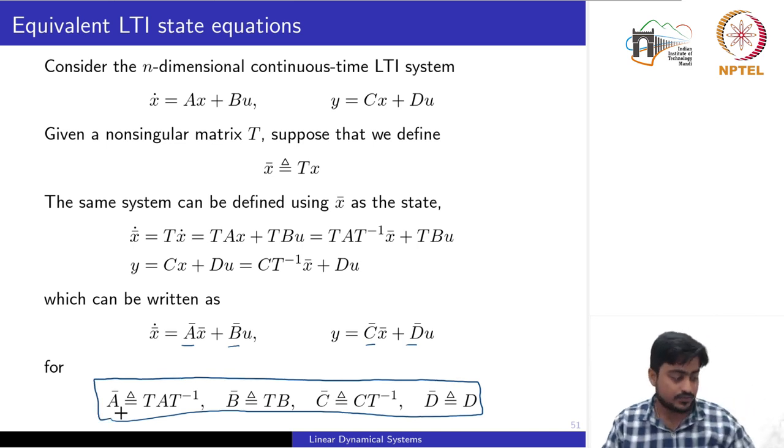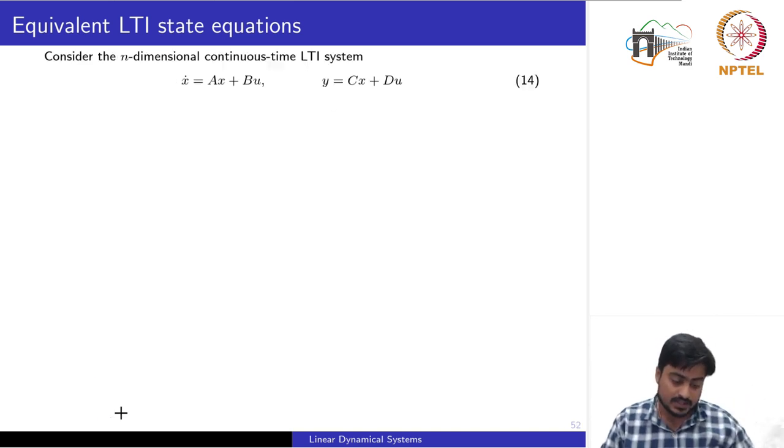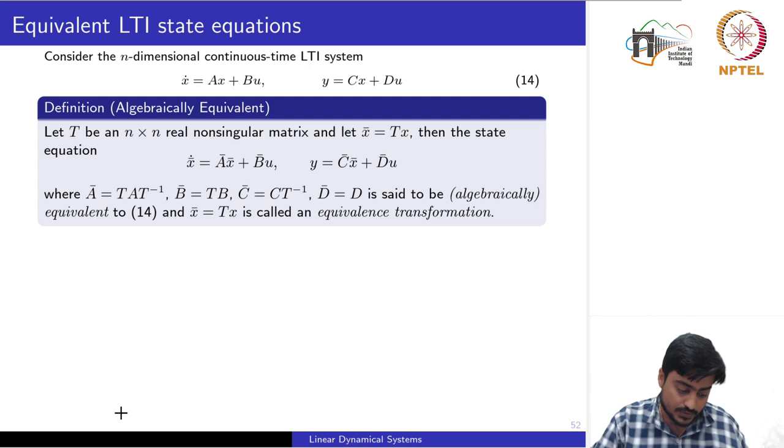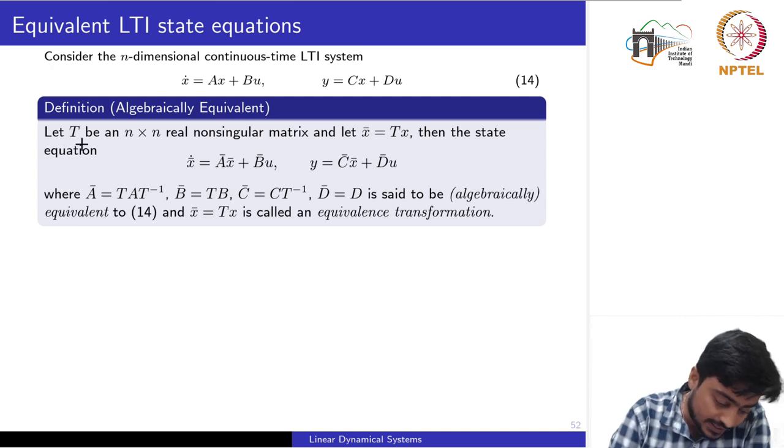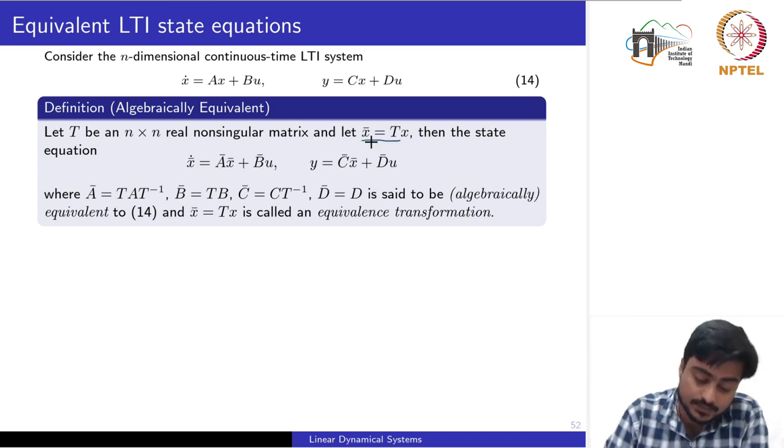Now let's define this formally. Consider this n-dimensional continuous time LTI system given by the same equations. First of all, we give the definition of algebraic equivalence. Let T be an n cross n real non-singular matrix, and we define X bar is equal to T times X.